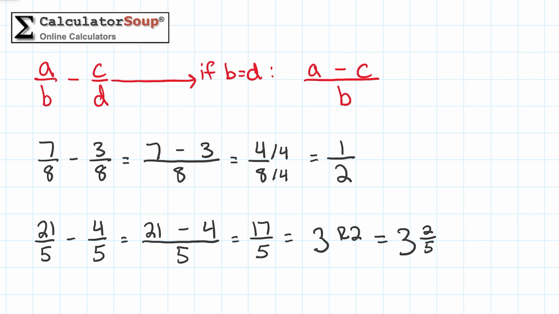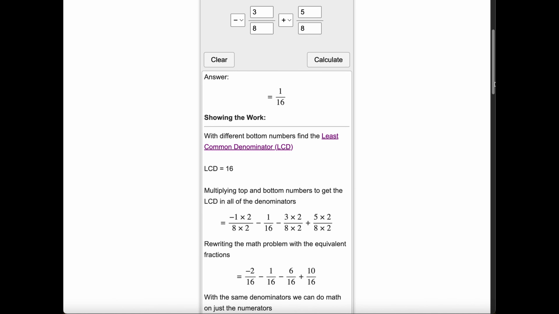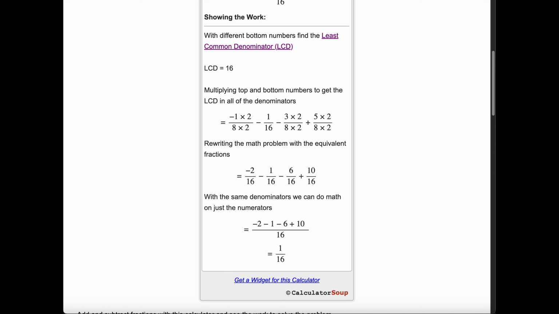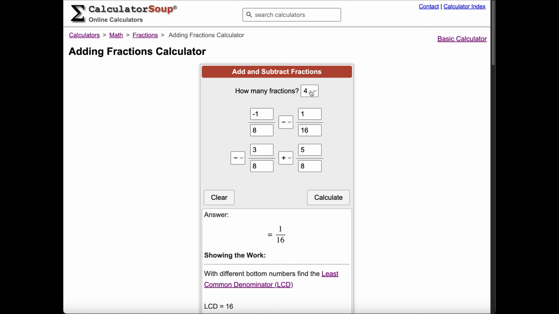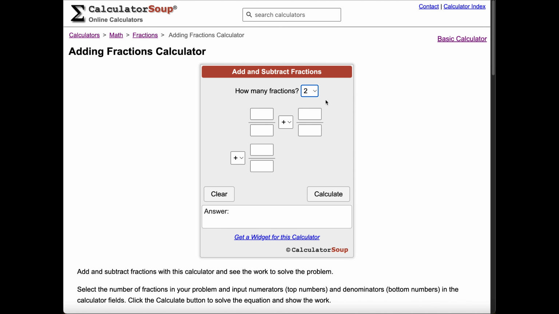Now that you understand how to subtract fractions with like denominators, let's head over to CalculatorSoup.com's fractions calculator to keep subtracting. The adding and subtracting fractions calculator will add or subtract two or more fractions together and show you step by step how to get the answer. Choose from the drop-down above to change the number of fractions you want to subtract.